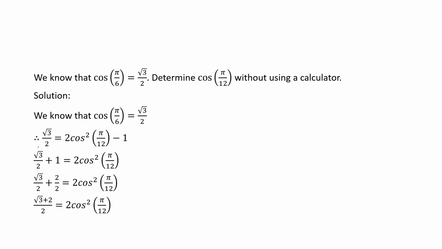We say the square root of 3 over 2 equals 2 cos squared pi over 12 minus 1. And then we add 1 to both sides. Now we take a couple more steps, if you want to show your work, just to get a common denominator on 1 and then put it all together in one fraction. Nothing too complicated happening there. So we know that 2 cos squared pi over 12 is equal to the square root of 3 plus 2 all over 2. But remember, we're trying to find out what the cos of pi over 12 is, so we're trying to isolate that. Let's divide both sides by 2.